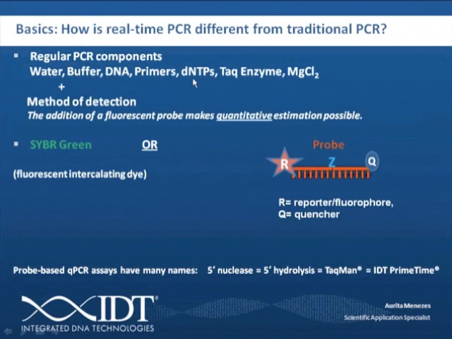So in addition to these regular PCR components, qPCR has an additional method of detection. There is the addition of a fluorescent probe, and because of this fluorescent probe, quantitative estimation becomes possible. This fluorescent probe can be either in the form of SYBR green, which is a fluorescent intercalating dye, or a dual-labeled hydrolysis probe, or molecular beacons, or FRET probes, or scorpion probes. But as I said earlier, my focus is going to be on the dual-labeled hydrolysis probe.